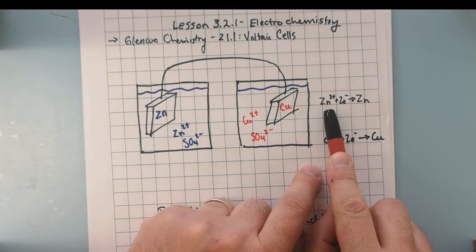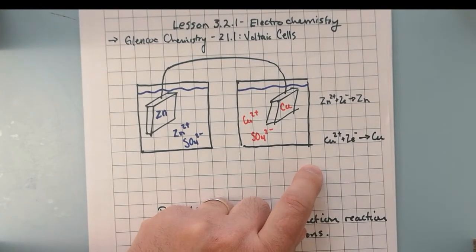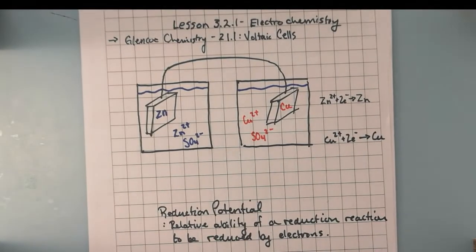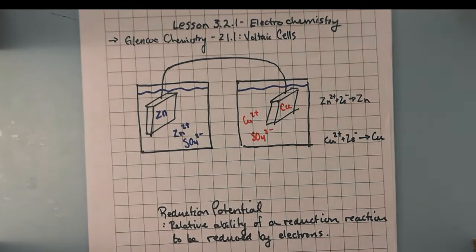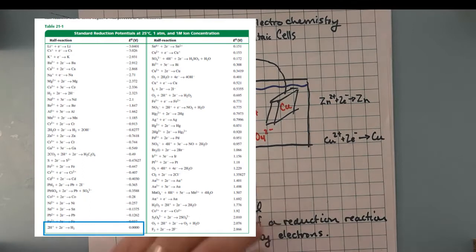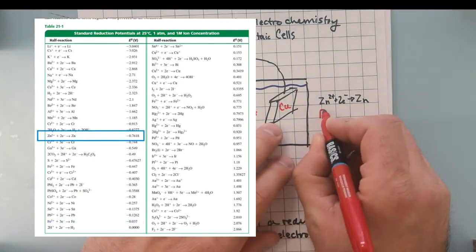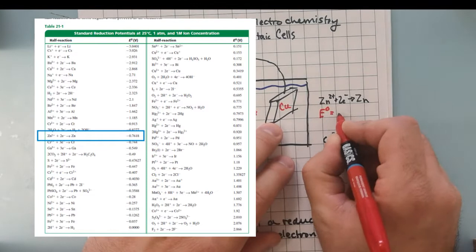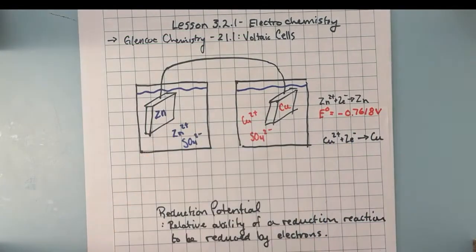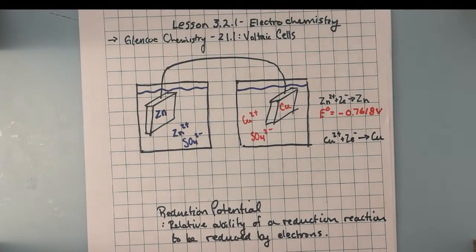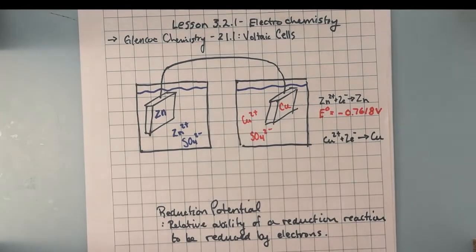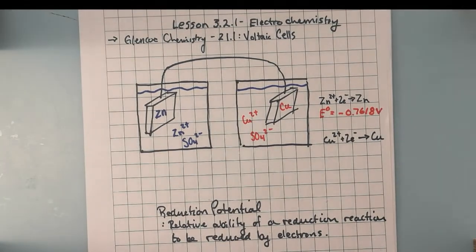When zinc ions in solution accept electrons to become zinc metal, we compare that value to the standard hydrogen electrode, which we can find on page 667 and table 21-1. So compared to the standard hydrogen electrode, the reduction potential of a zinc ion accepting electrons is negative 0.7618 volts. So it is less likely than a hydrogen electrode to accept electrons. It's more likely to be oxidized compared to that standard hydrogen cell, which is 0.